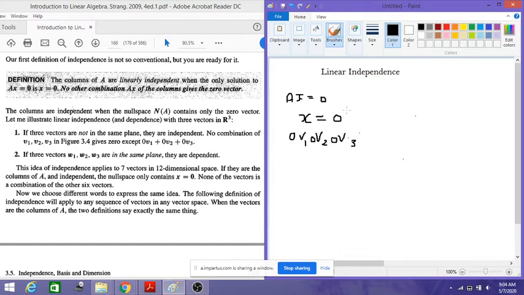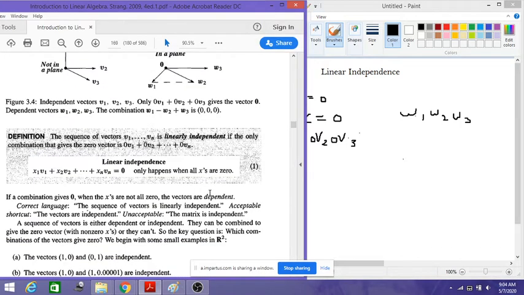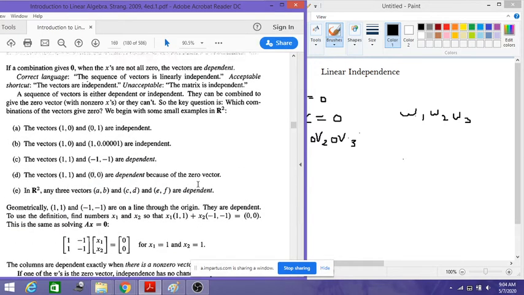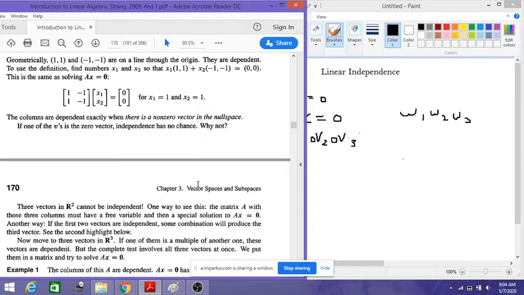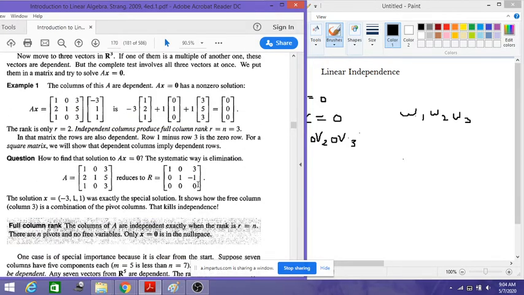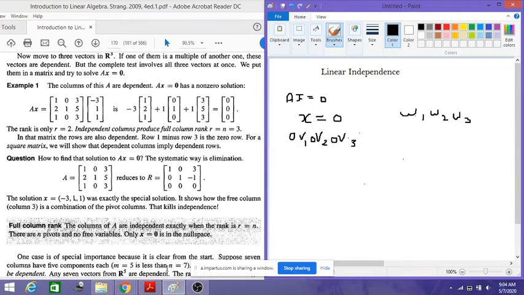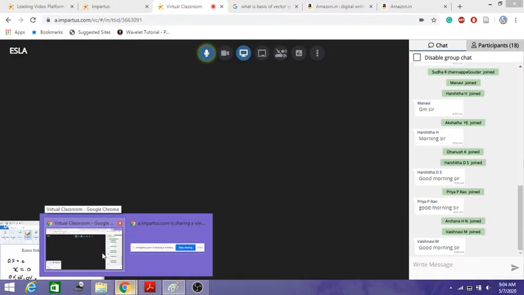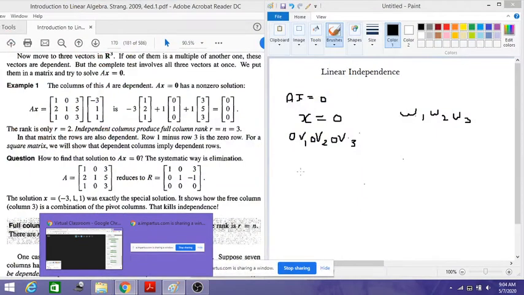Then the other case is the vectors w1, w2 and w3. They are all in the same plane, but these are dependent vectors, not independent vectors. We also took a couple of examples such as 1 0 and 0 1, which are considered independent vectors. I'll quickly revise the previous example, then we will continue with today's session.